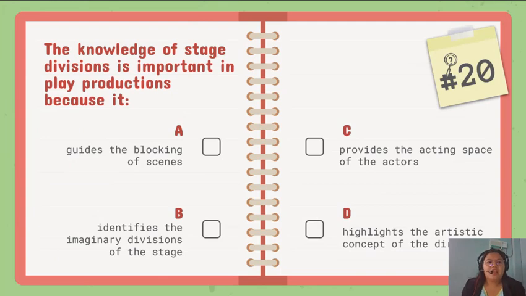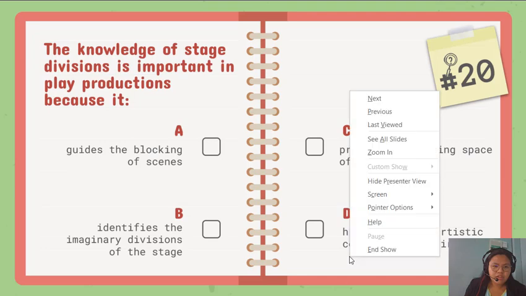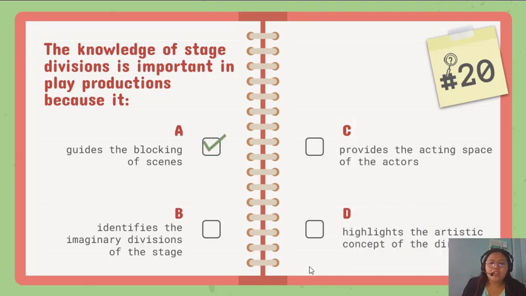Number 20. The knowledge of stage divisions is important in play productions because it A. Guides the blocking of scenes, B. Identifies the imaginary divisions of the stage, C. Provides the acting space of the actors, or D. Highlights the artistic concept of the director. The correct answer is A.